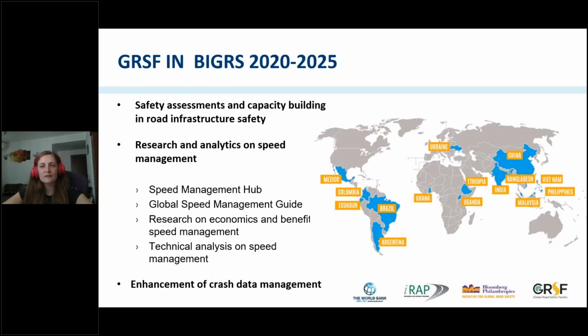In this new phase of the BIGRS 2020-2025, the World Bank GRSF is one of the 10 global partners and will focus mainly on national level work in selected countries. The team will engage governments in priority countries to support their efforts to adopt safer road infrastructure designs and improve existing road networks to accommodate all road users by conducting assessment of high-risk roads, providing recommendations for safety improvements, providing technical guidance on speed management, and supporting governments to adopt or improve crash data management systems. You can see also the 15 countries which are currently under the program in 2021 on the screen.